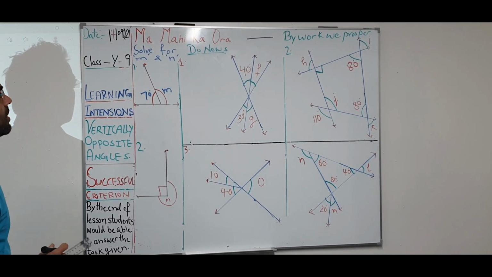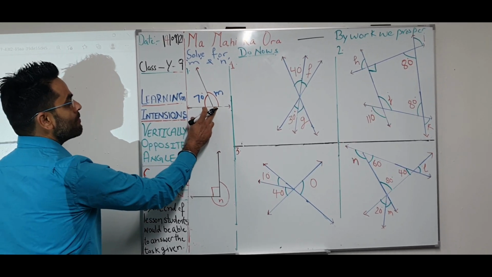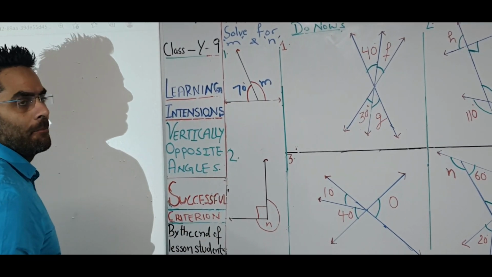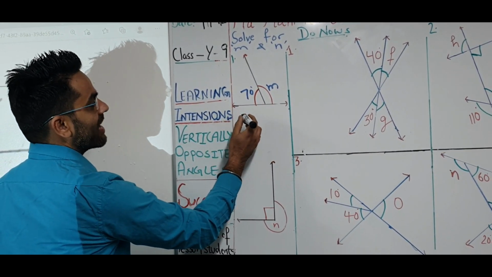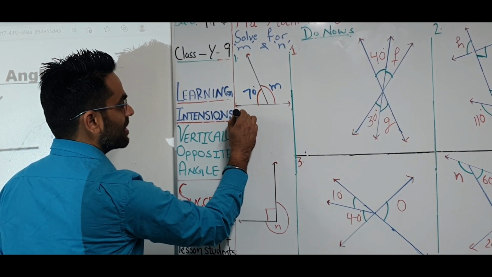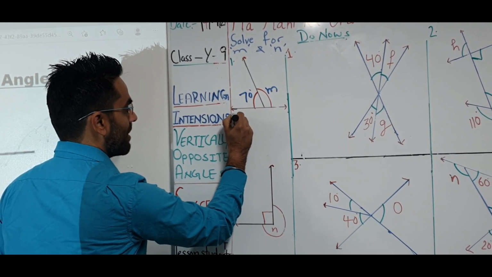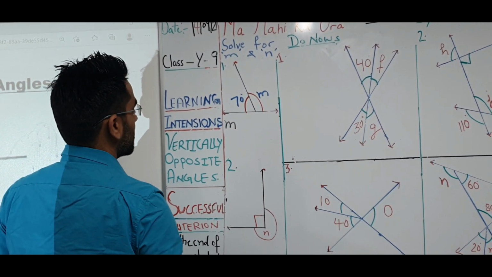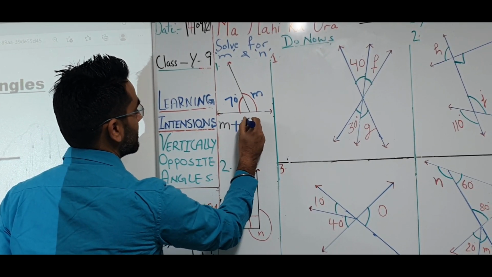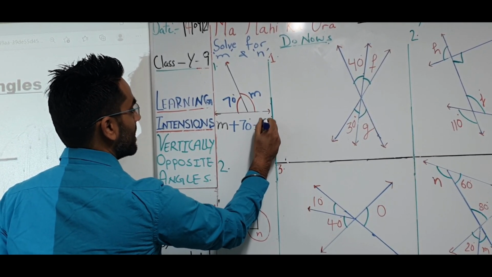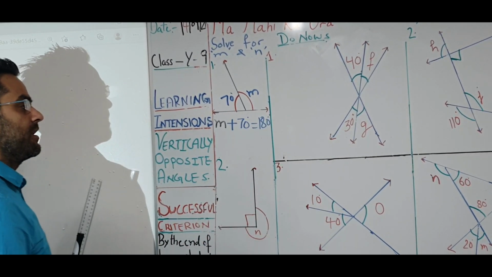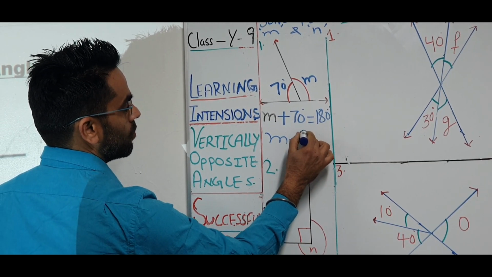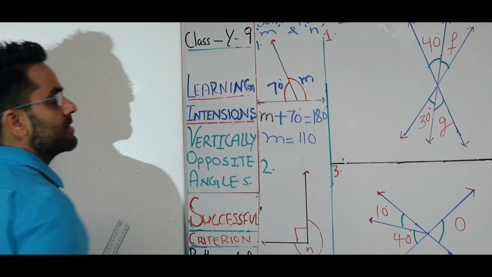So look, I've got an angle here, M, and 70, and we're going to figure out the value of M. We know these angles are on a straight line. I'm going to write the formula: M plus 70 is equal to 180, and we know M is equal to 110. Check your answer.